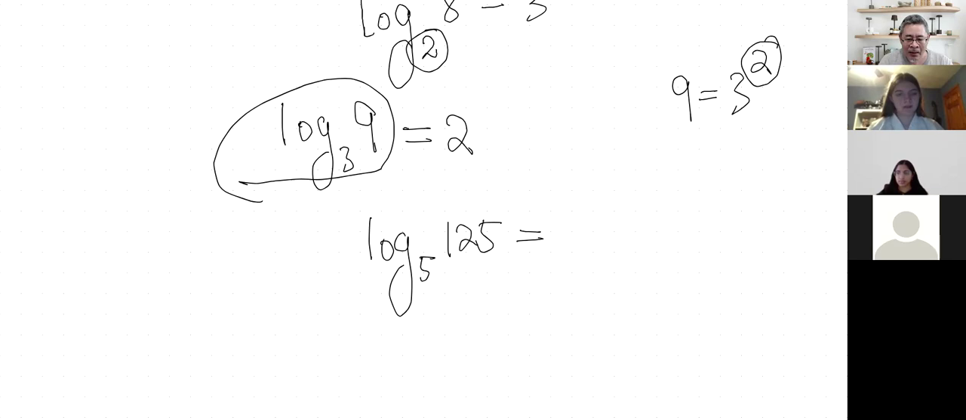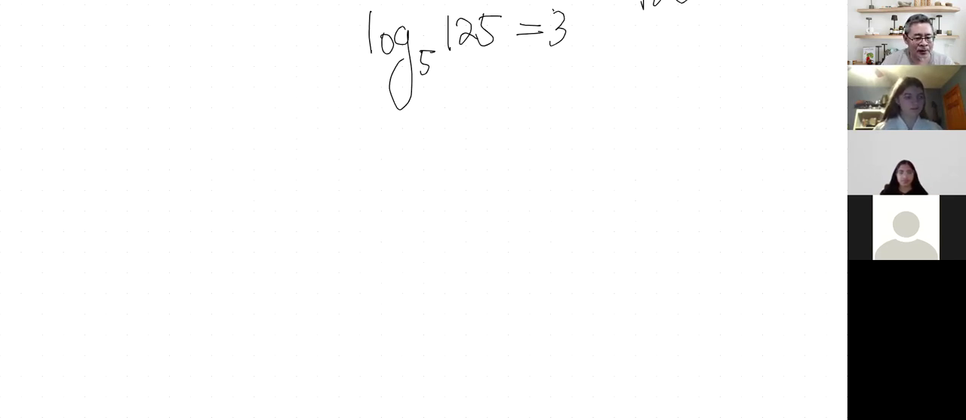Oh, okay, 125. So this says if I rewrite 125 as an exponent of base 5, what is the exponent? Well, we know 125 is 5 to the third power. So therefore, that answer is 3. Good. Okay, let's try a couple more, okay? Just get used to it.